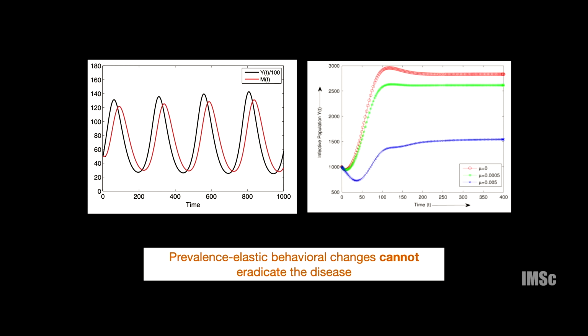That's the main result or takeaway from this study. Our thought was that if you consider a separate dynamic source of information, maybe that can lead to some eradication of the disease, but no, because the behavior is prevalence elastic.